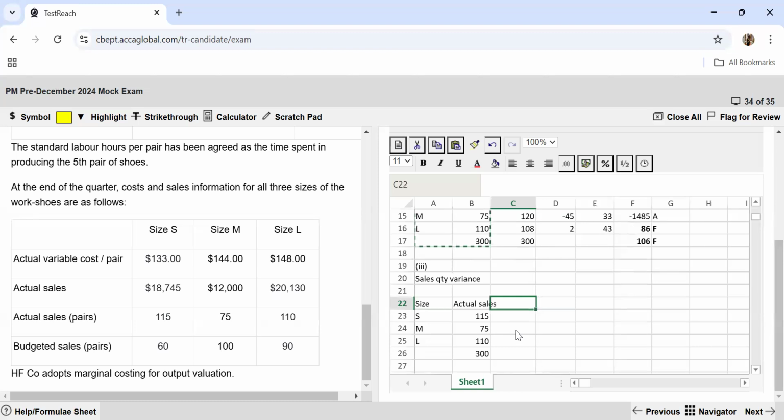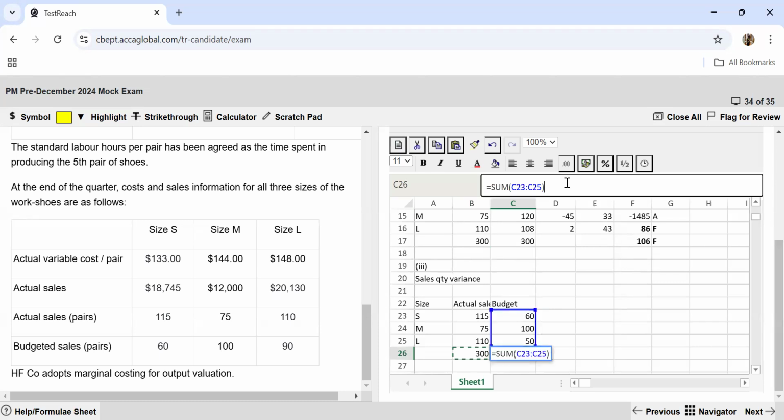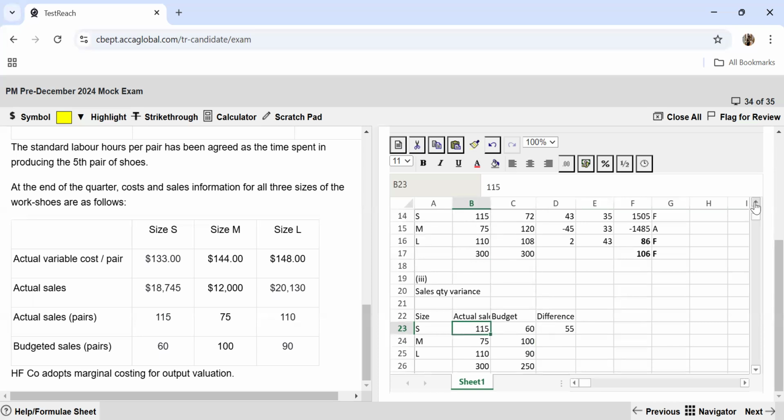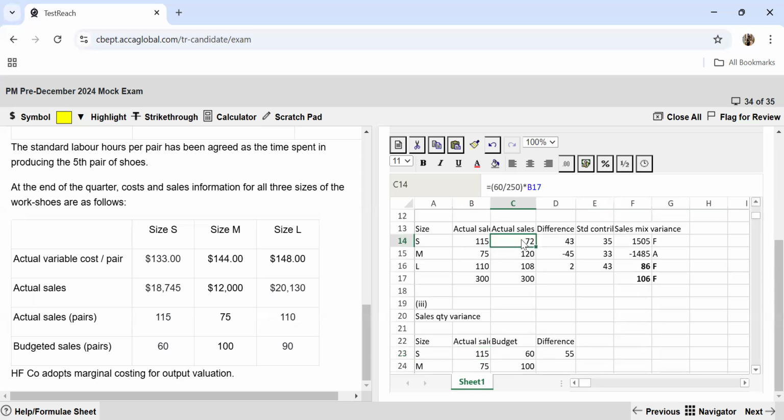Right. Now the next thing that I want is how much was my budget originally. So my budget was 60, 100 and 90, so this gives me 250. Right. Now the next thing that I want to do is find out the difference. I wanted to sell 60, I ended up selling more. This gives me a favorable difference over here. So, sorry, these were my actual sales.